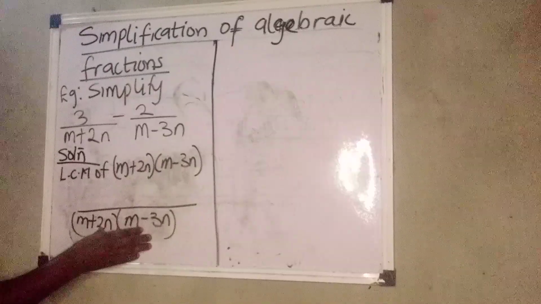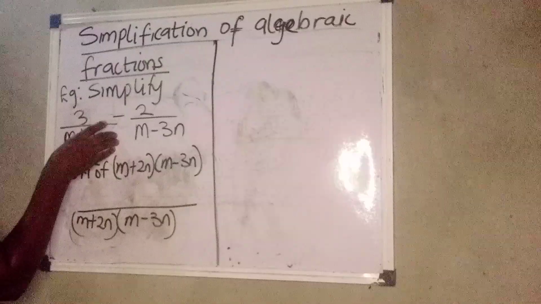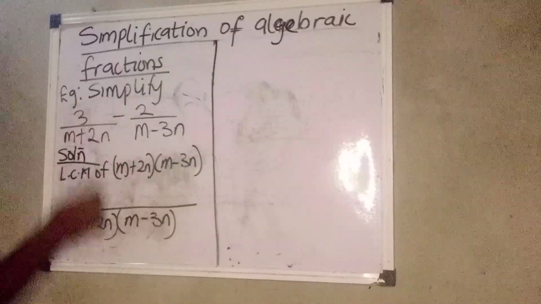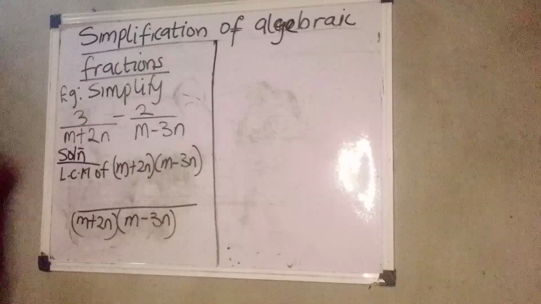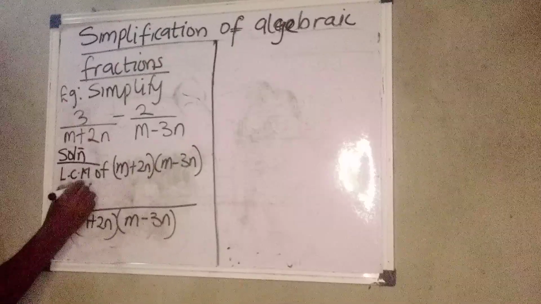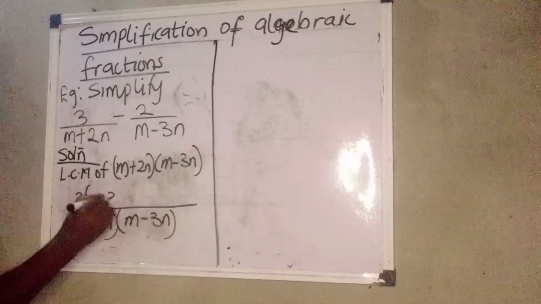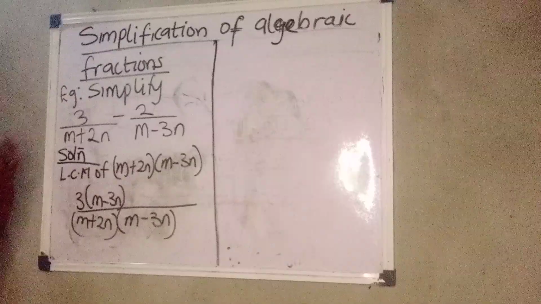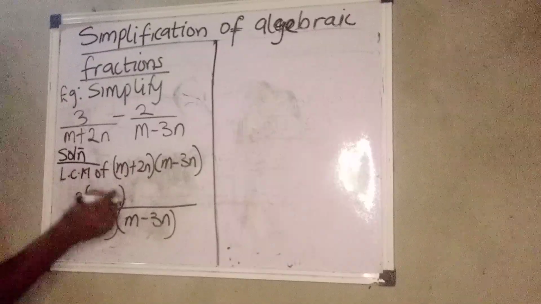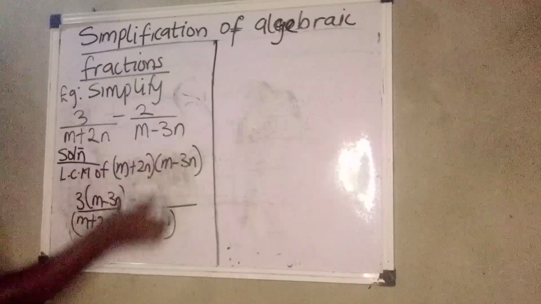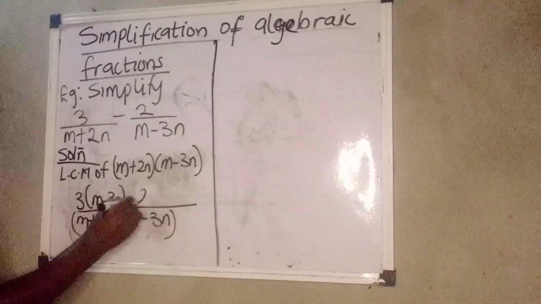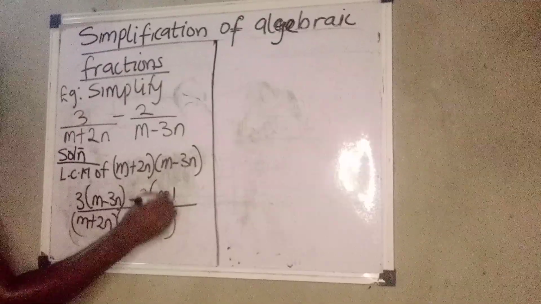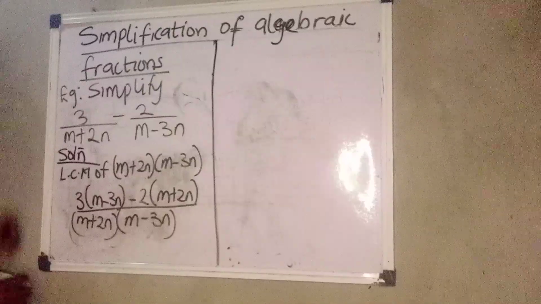So I'll pick this denominator to divide this denominator. When this one cancels out itself here, we are left with m minus 3n. So I'll simply write this 3 at the top here and put m minus 3n. I guess you understand that. So I'll put my minus sign. When this one cancels out itself here, it's left with m plus 2n. So I'll have 2 times m plus 2n. We are done with that.